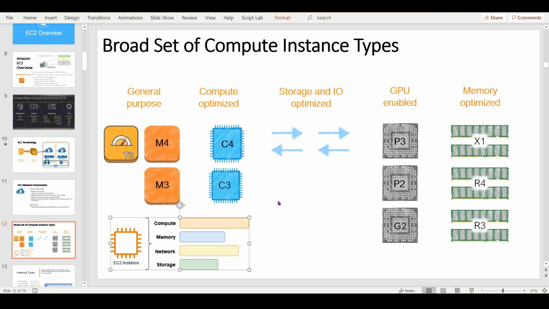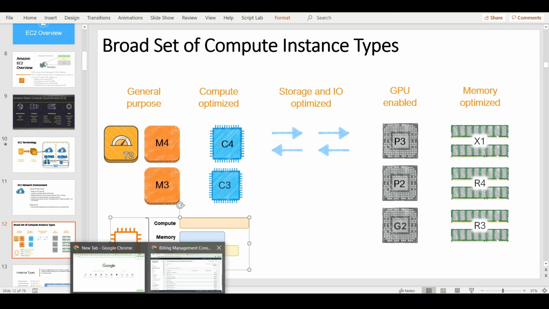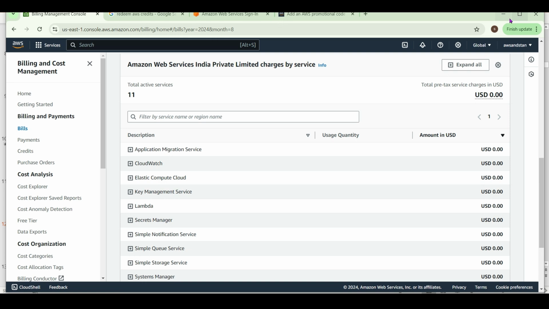So how do we go about choosing this, right? That is where the challenge is. There are 200 plus or 250 plus instance type options. I will also log into the console, so that way we will parallelly check what I'm talking about.